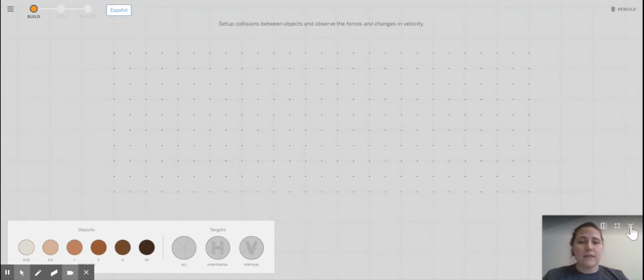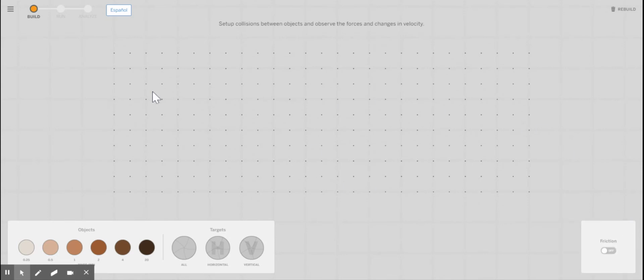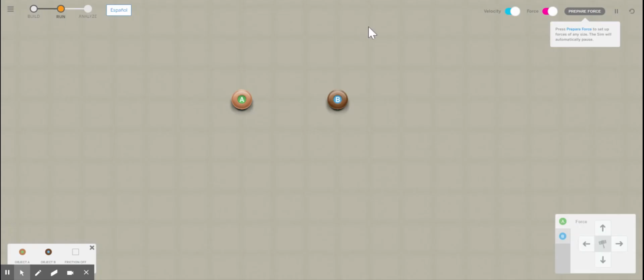Okay, so this is for 7.12, the first part A. We're just going to be doing an exploration of different collisions and seeing what we observe. You can add different objects of different masses or the same masses by dragging them onto the screen. And then when you run, you can prepare different forces.